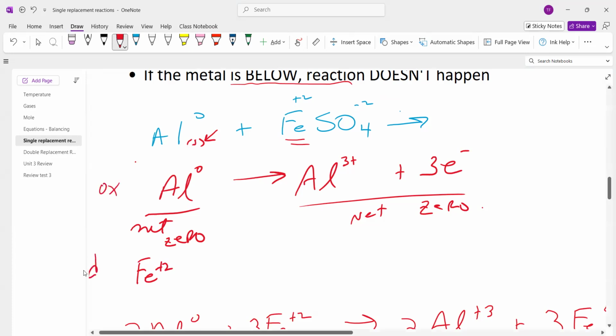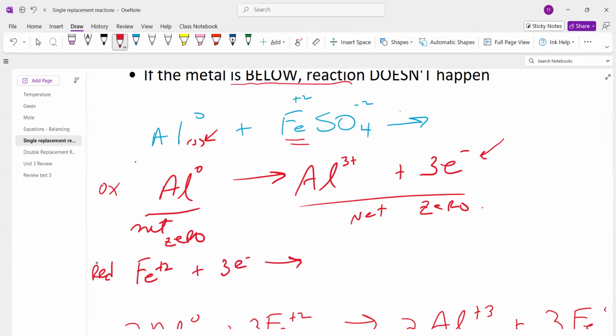So what's this here? Reduction. Remember, they have to go together. Reduction means you're gaining electrons. How many electrons do we have to gain here? 3. And if that happens, we're going to end up with iron metal.